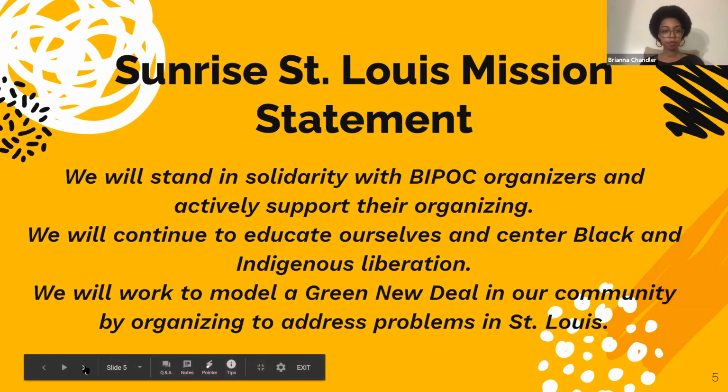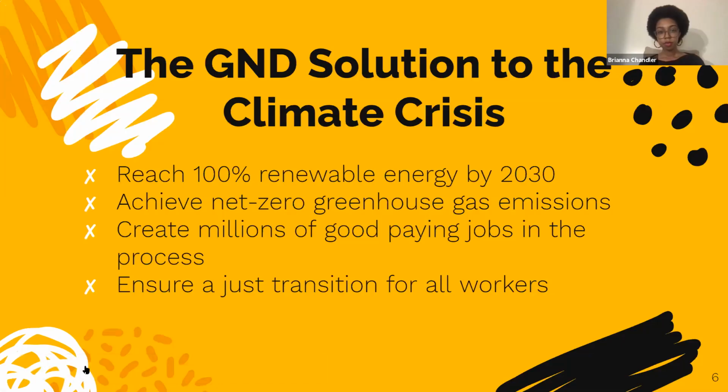Next slide, please. Yes, so a little bit of background on the Green New Deal. The goal is to reach 100% renewable energy by 2030, achieve net zero greenhouse gas emissions, create millions of good paying jobs in the process, and ensure a just transition for all workers. And a just transition is a really key part of the Green New Deal. Specifically when we're talking about workers, we know that coal workers are very essential to the way that the United States works now, and a lot of people rely on the fossil fuel industry for jobs. So we don't want to take those jobs away when we take away fossil fuels. We want to transfer those jobs into the clean energy field. Next slide, please.